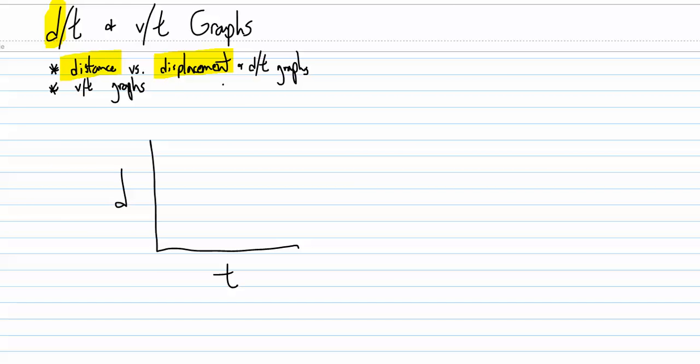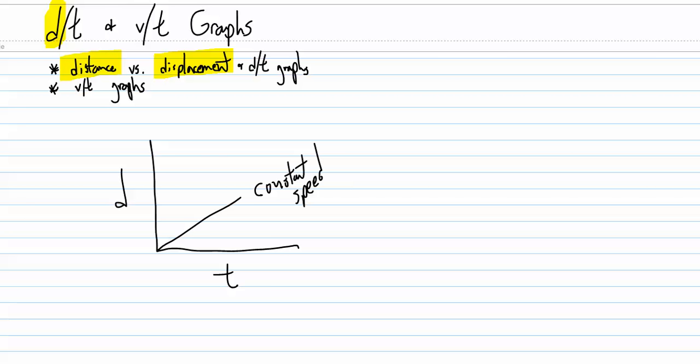So let's start off with something easy for a DT graph. Let's say we've got this. Let's say that's a line. I drew it fairly straight. If this is a line, what does it show? It shows constant speed. How do I know?